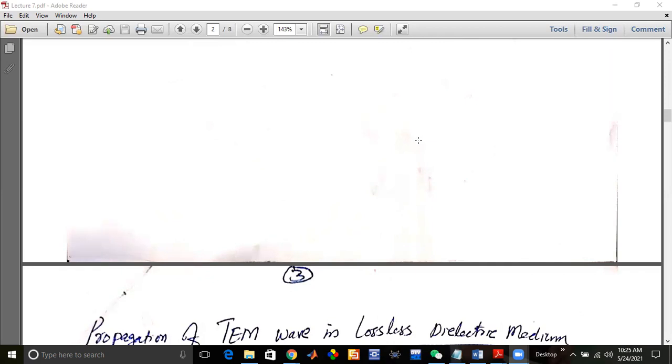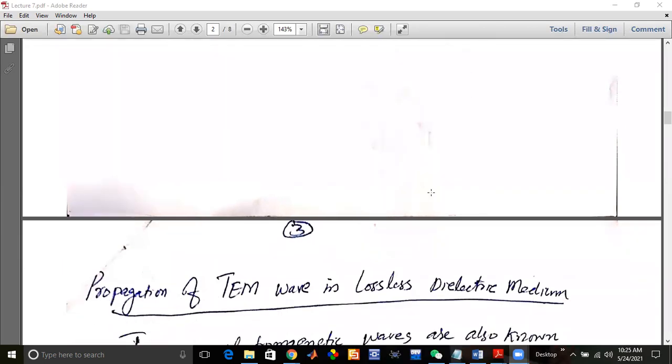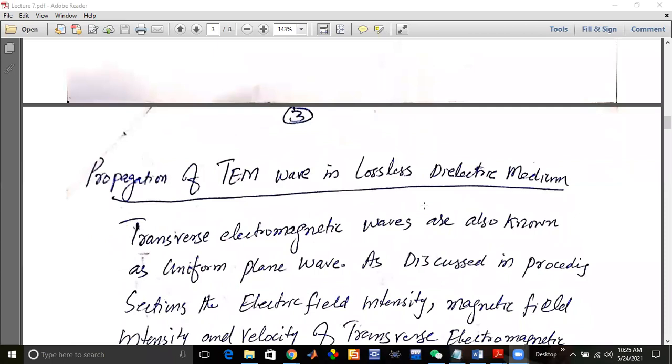So let's start the propagation of the light wave in lossless medium. As you know, the light wave is an electromagnetic wave.